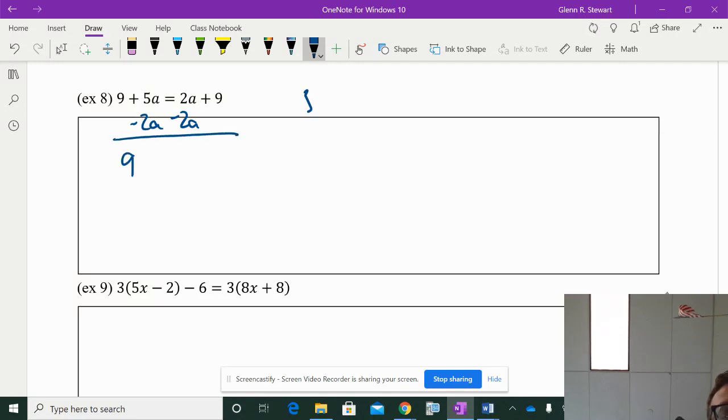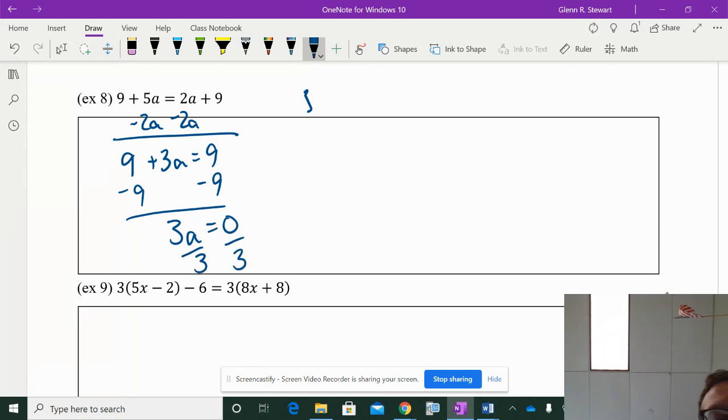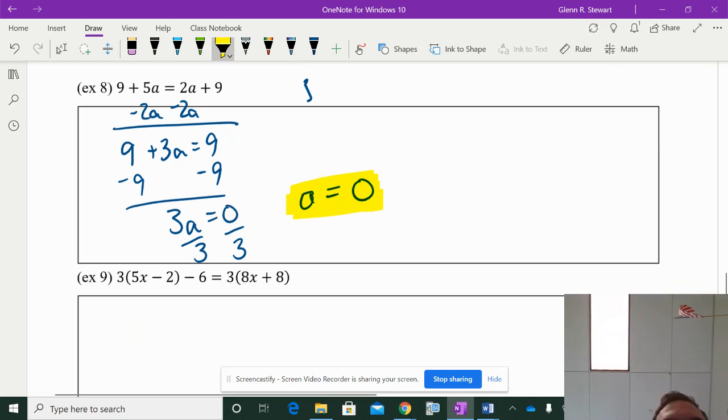So subtract 2a. I get 9 plus 3a is equal to 9. Subtract 9. 3a is equal to 0. Divide by 3. A is equal to 0. We still have a variable, so it just so happens that our answer ends up being 0.